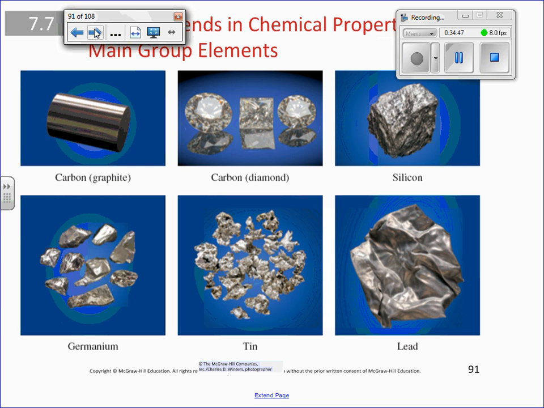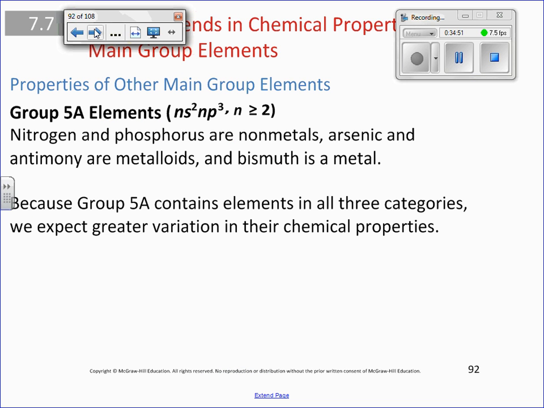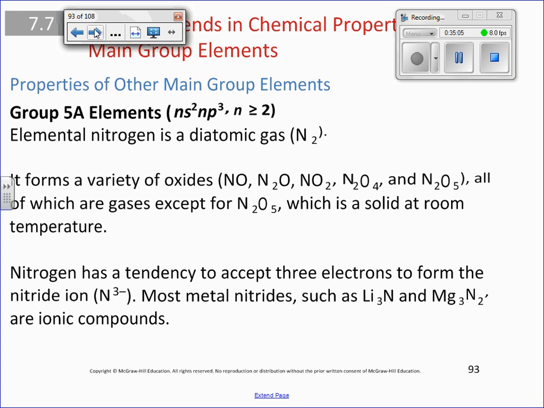Group 5A: nitrogen and phosphorus are nonmetals, arsenic and antimony are metalloids, and bismuth is a metal. So you've got all 3 categories in that column. Nitrogen, remember, is diatomic, so it's N2. There are a bunch of oxides for nitrogen, only one of which is a solid. And it has a tendency to accept 3 electrons to form the nitride, the N3- ion. And most metal nitrides are ionic.